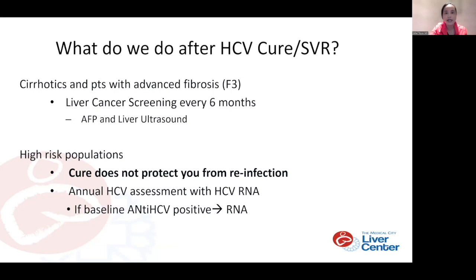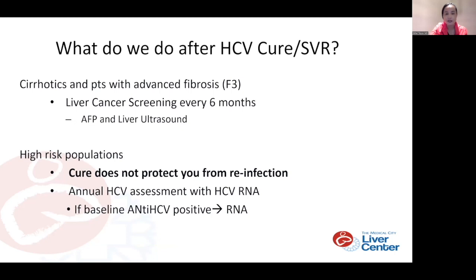So what do we do after curing the hepatitis C in our co-infected patients? So in patients with cirrhosis and patients with advanced fibrosis, you have to make sure that they continue to follow up with their gastro or liver doctor to make sure that liver cancer screening is continued every 6 months. And that's with an alpha fetoprotein blood test and a liver ultrasound. So these tests should be continued even if HCV RNA is now negative.